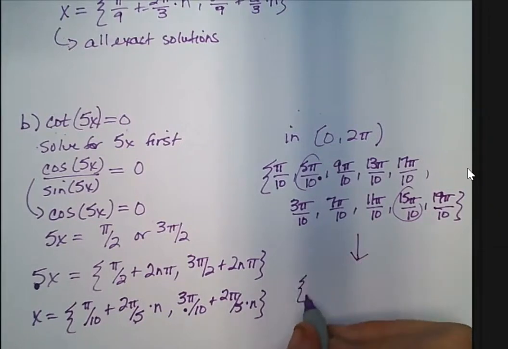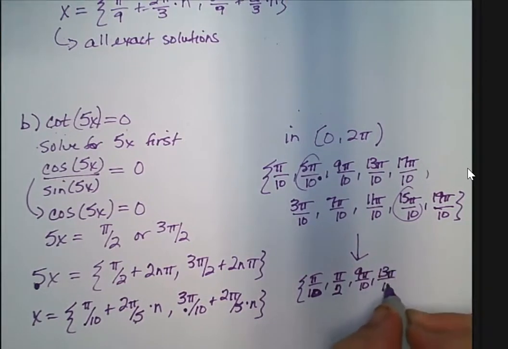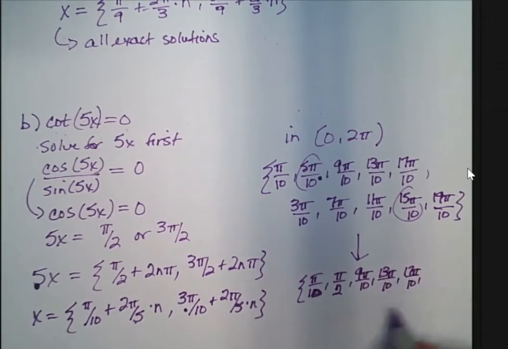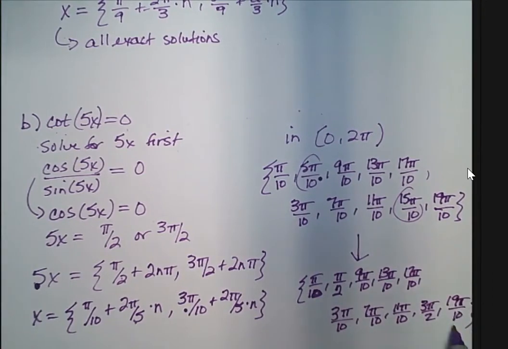So altogether now we have pi over 10, pi over 2, 9 pi over 10, 13 pi over 10, 17 pi over 10, 3 pi over 10, 7 pi over 10, 11 pi over 10. This one simplifies to 3 pi over 2 and 19 pi over 10. There are our 10 solutions.